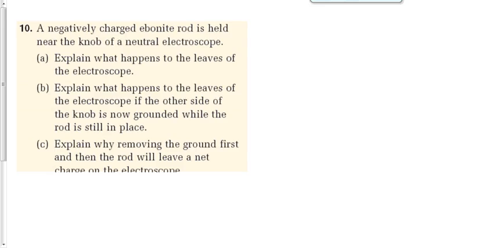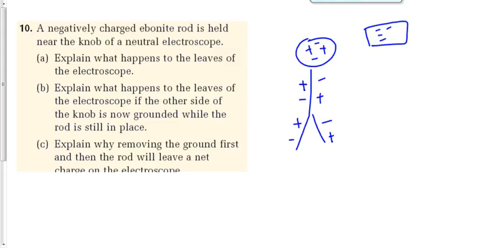All right, and we have question number 10 as well. This one says a negatively charged ebonite rod is held near the knob of an electroscope. Here's our electroscope. Explain what happens to the leaves of the electroscope. Well, they're going to spread apart, right? Because the negatives are pushed down in here. So the leaves are going to become negatively charged.